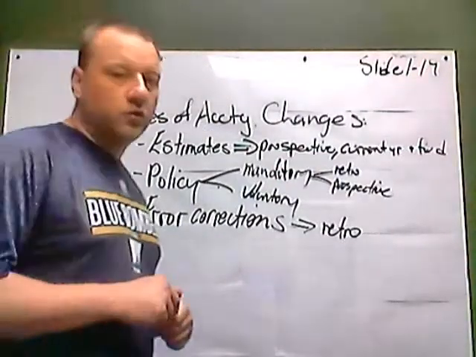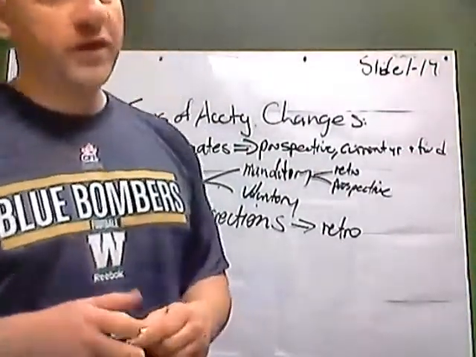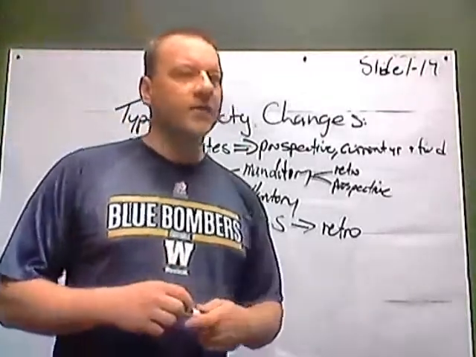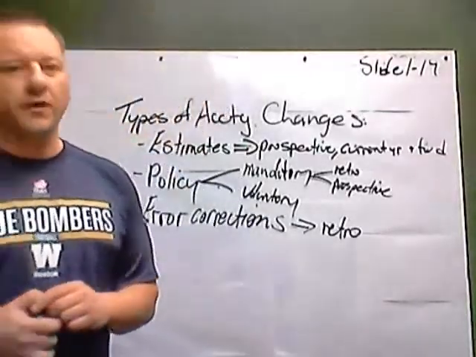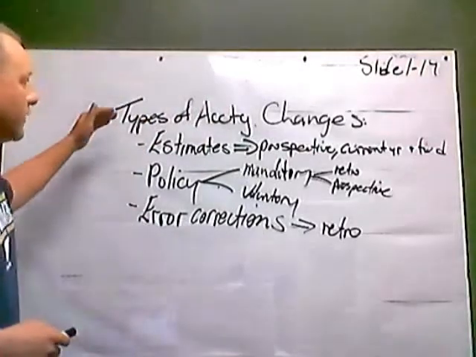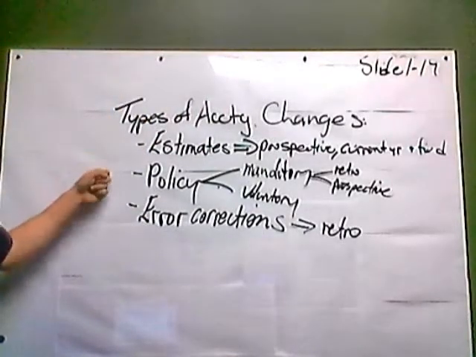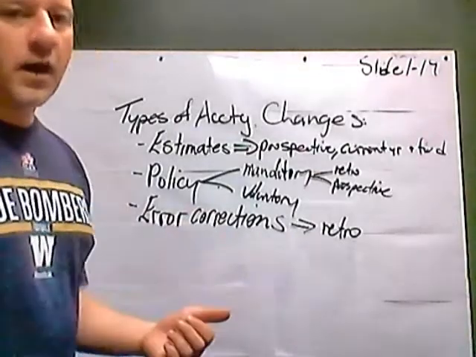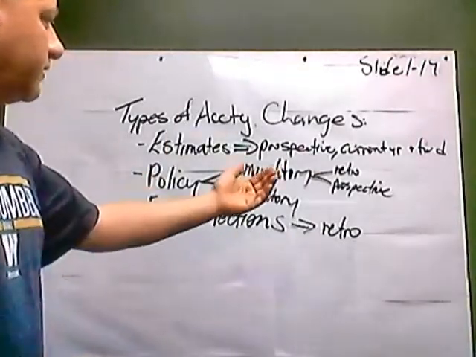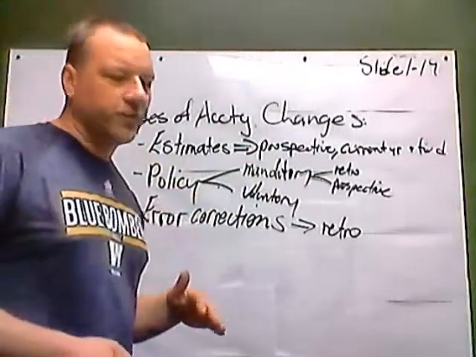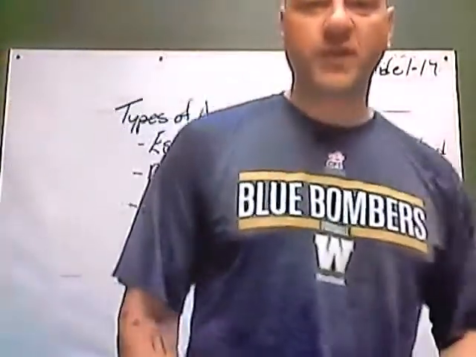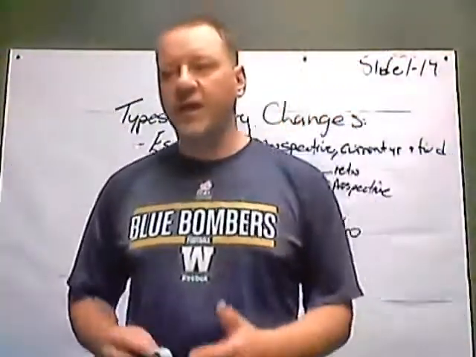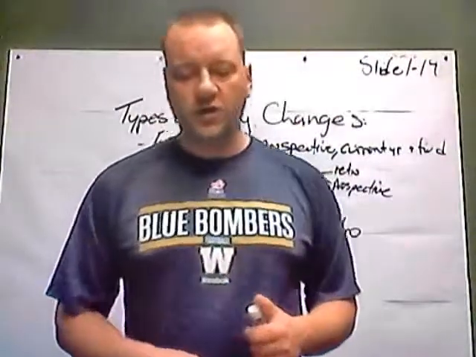So what I'd like you to do is I've assigned 2 questions. One recalculates your depreciation, and the other one gives you about 5 or 6 scenarios where you're going to have to decide what type of accounting change it is, an estimate, policy, or error correction, and then how we are going to restate it, retrospectively, okay, or are we just going to do a prospective change? Okay, so that's it for today, and we will talk to you tomorrow.